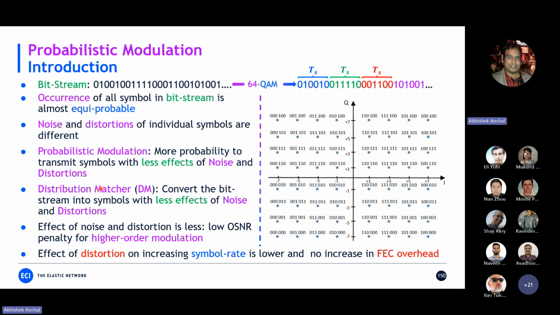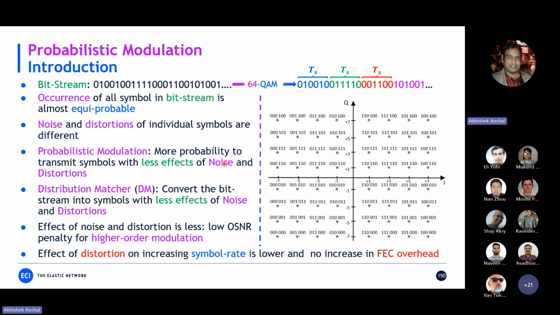And how does it do that? It creates something called a distribution matcher, DM. This distribution matcher takes all the equally probable symbols and converts them to new symbols which have lower chances of having noise and distortion, and then transmits them. So now we are transmitting with symbols which have a low chance of distortion. So we actually gain in terms of OSNR penalty. We have a lower OSNR penalty, which means the required OSNR threshold will also be lower. So the effect of distortion will also be lower.